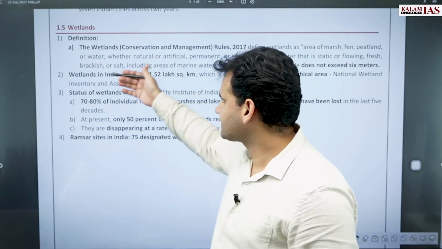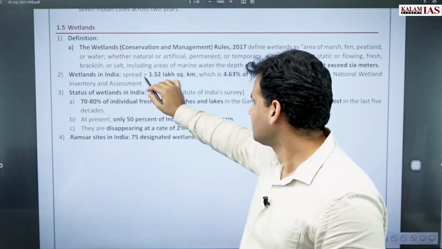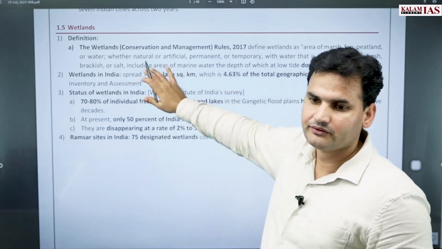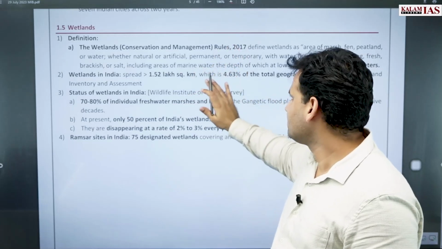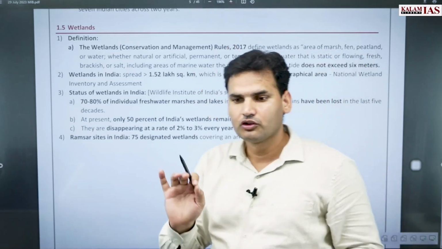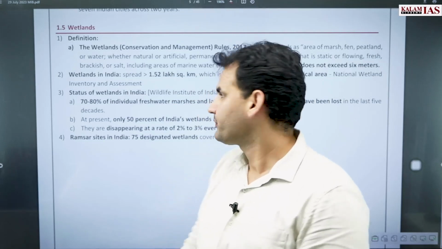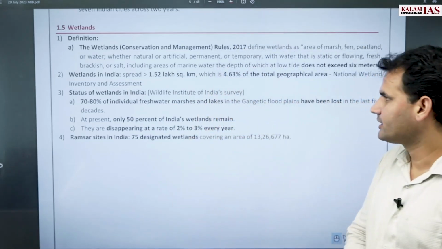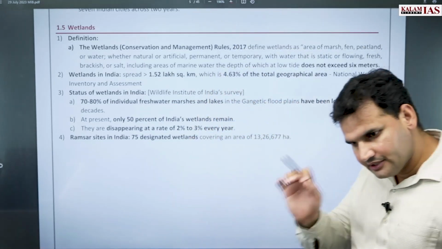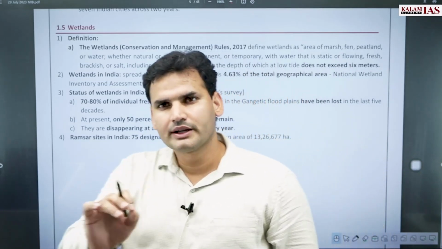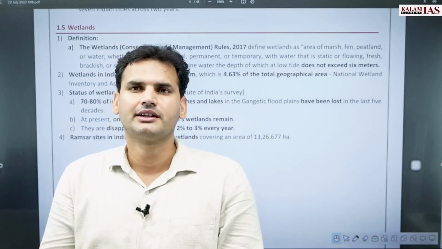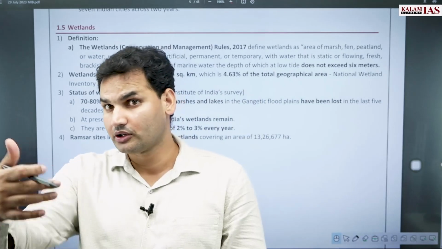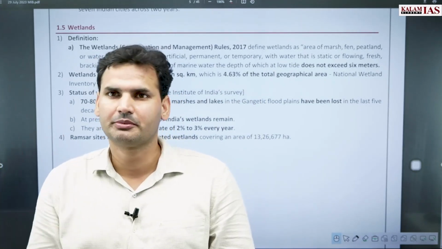Then what is the status of wetlands in India? So it is spread in more than 1.5 lakh square kilometers, which is around 4.63% of total geographical area. At least you can remember that it is over 4% of India's geographical area. It would be good if you can remember 4.63 to be precise.